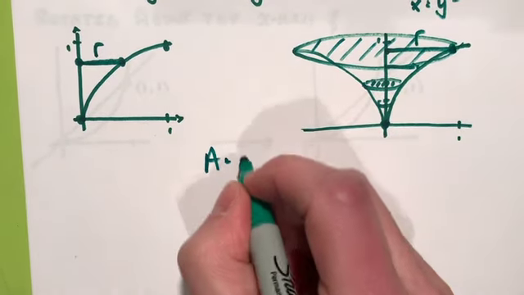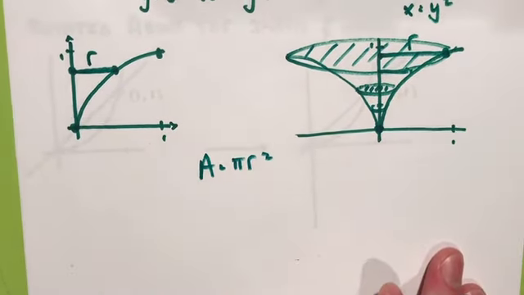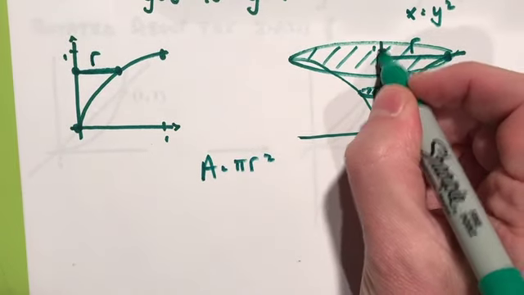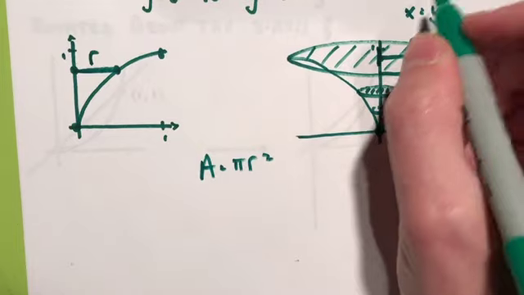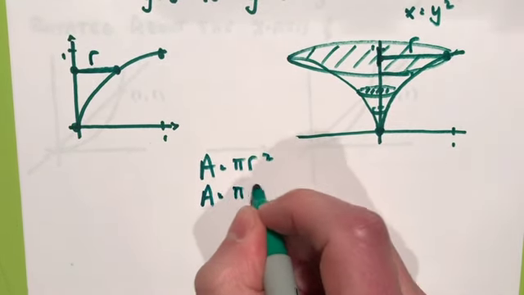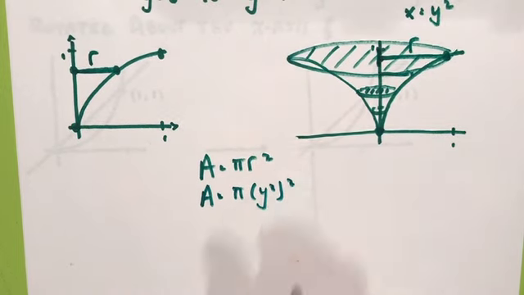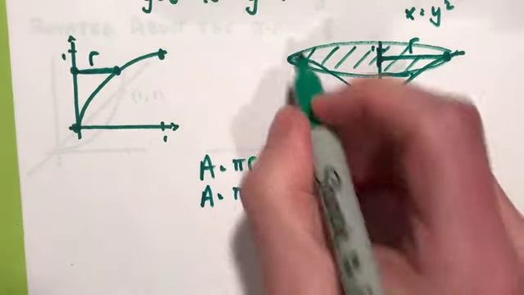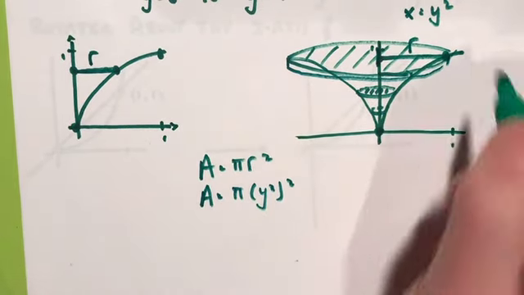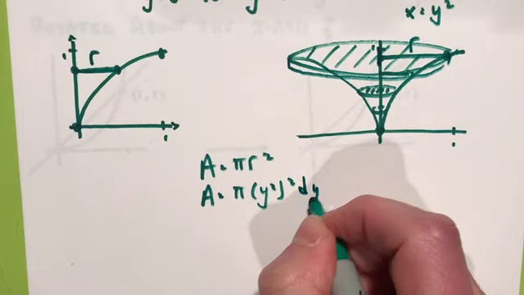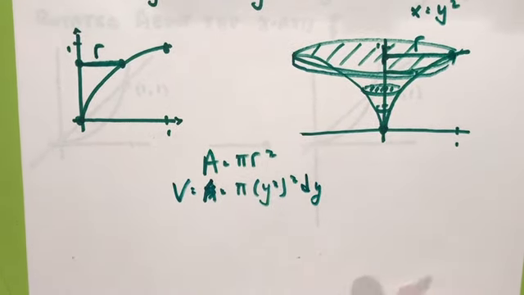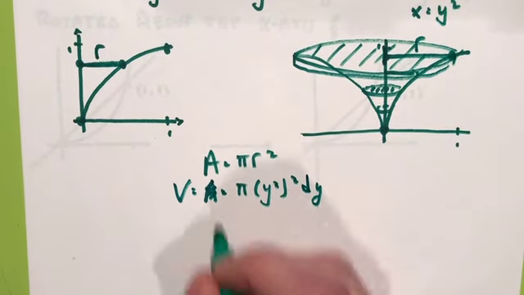That disk, that circular cross-section, think about area of a circle, pi r squared. My radius is now defined as that x distance from the y-axis all the way over. And x is y squared. So the area is pi times y squared, squared. We want to think about the volume of an infinitely thin disk going around. In this case, it's dy. That will give us the volume now. And we want to integrate from y equals 0 to y equals 1.